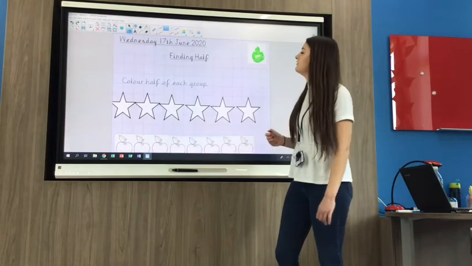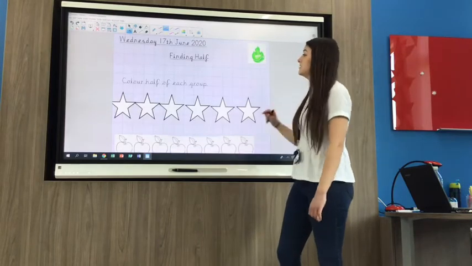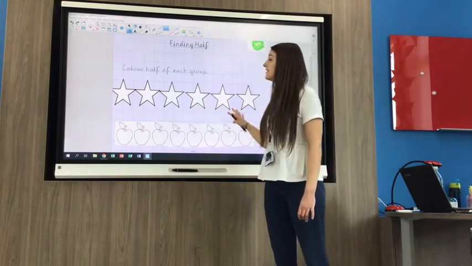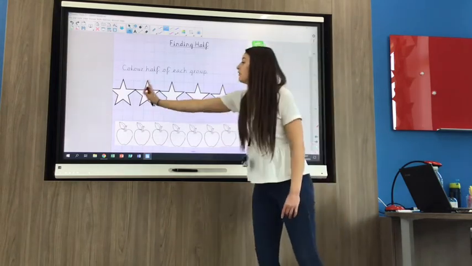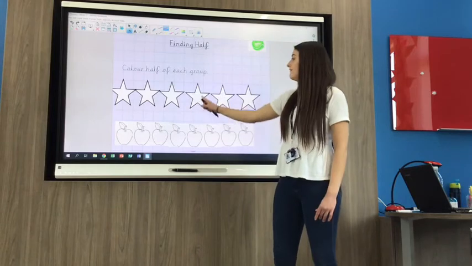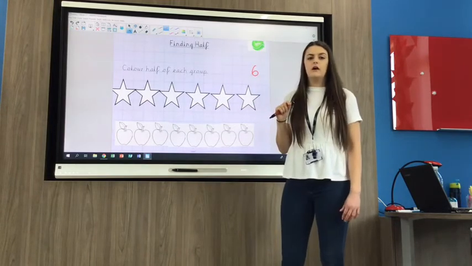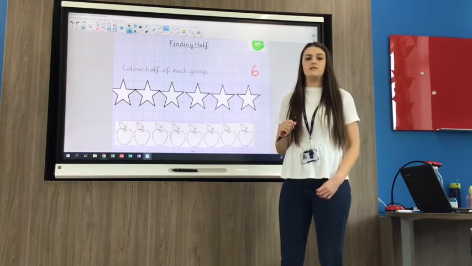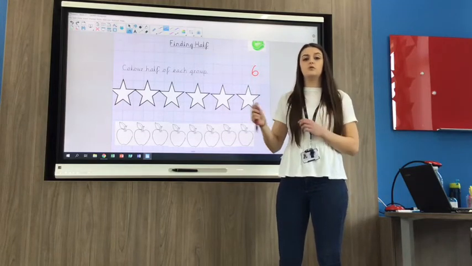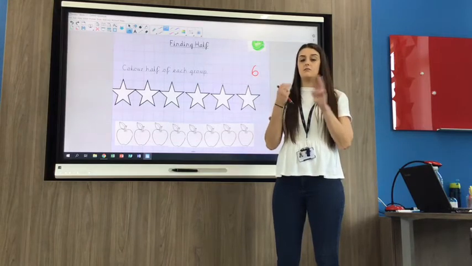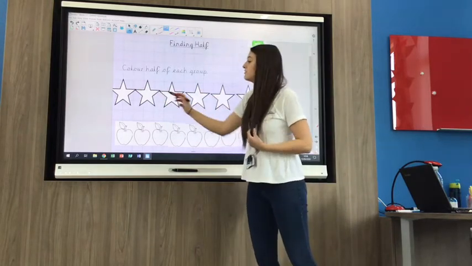Moving on then, another activity you could have is asking you to colour half of each group. So I've got a group of stars here. I'm going to start by counting them. I've got 1, 2, 3, 4, 5, 6. Now, some of you in your heads will go, oh, I know what half of 6 is. If I split 6 into 2 equal groups, I get 3, because we know 3 add 3 is 6, okay? So I could just straight away colour in 3 stars.